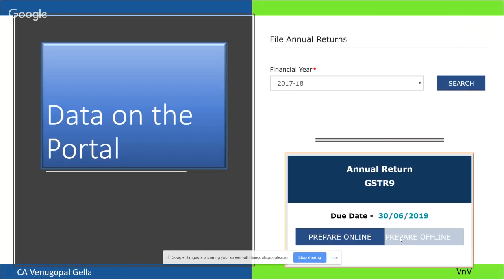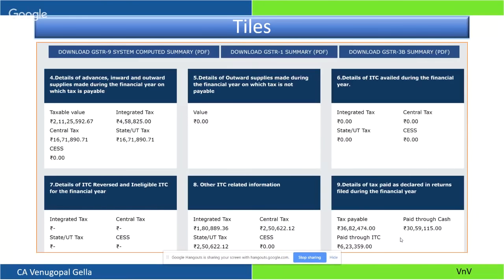So let's look at it today. In today's session, we would explain how to do prepare online, and prepare offline also, which is going to come soon. All right. So when I click on prepare online, these are the tiles that are available on the portal. So various parts, various forms, various tables which I have explained in the earlier screen. Table 4 is talking about the details of advances, inward supplies, and outward supplies made during the financial year on which tax is payable.